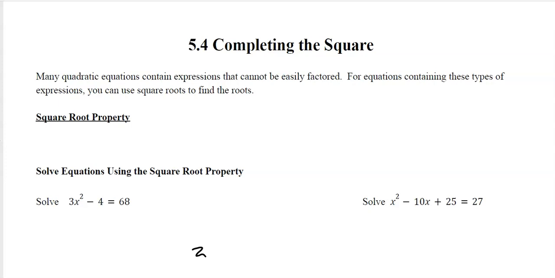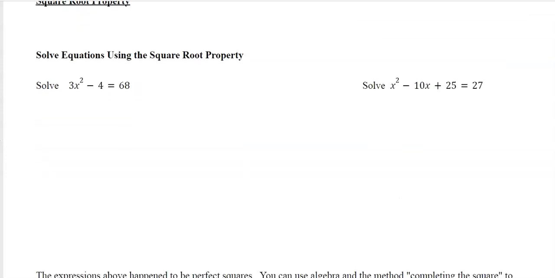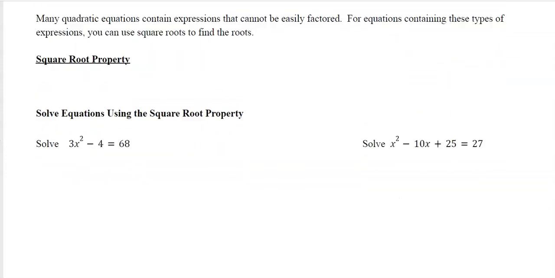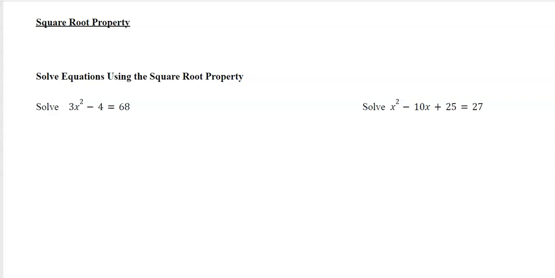So let's jump right in and get rolling. So 5.4, square root property. The first thing with the square root property is that when you take the square root of a number, for instance, you say, hey, what's the square root of 16? Normally we would just say 4. That's called the principal square root. But technically, the square root of 16 can be positive or negative 4.